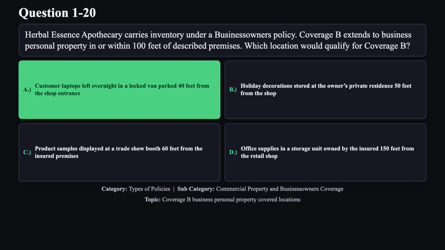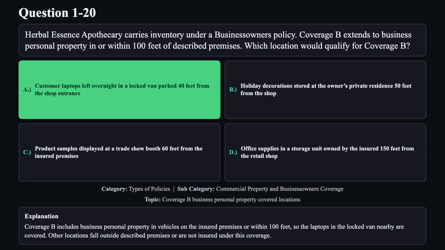The correct answer is A. Coverage B includes business personal property and vehicles on the insured premises or within 100 feet, so the laptops in the locked van nearby are covered. Other locations fall outside described premises or are not insured under this coverage.